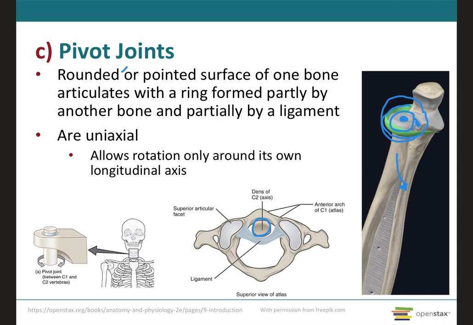The same thing occurs with the joint between the axis and the atlas, as you can see over here. So there is also going to be a ligament, which is called a transverse ligament, which will hold the dens in place right over here, and it will allow the atlas to rotate on top of the axis. And this type of movement permits the head to turn from side to side when you shake your head no.